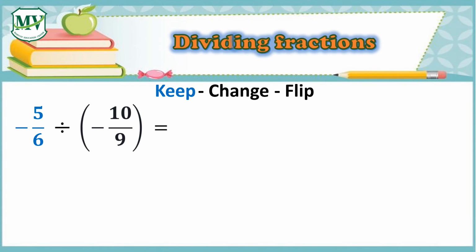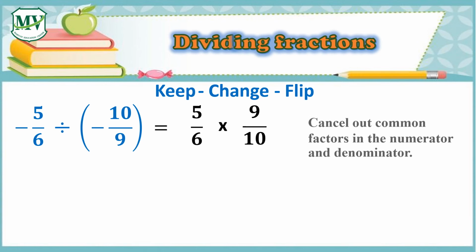Keep the first fraction the same. We have 5 over 6. Next, we need to change the division sign to multiplication sign. Next, we need to flip the second fraction to get the reciprocal. So we have 9 over 10.